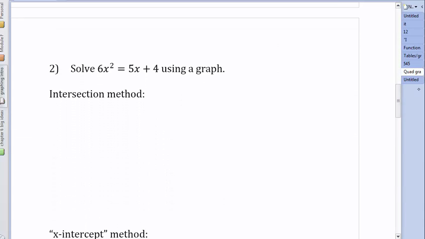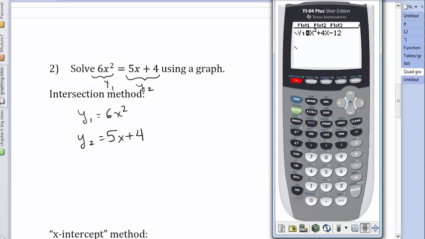6x squared equals 5x plus 4. If I use the intersection method, I'm going to put this in y1, the left side in y1, and the right side in y2. And then I'm going to ask my calculator to find the points of intersection. So coming back over here, I'm going to clear this out. So 6x squared in y1, and in y2, 5x plus 4. Let me press graph here.